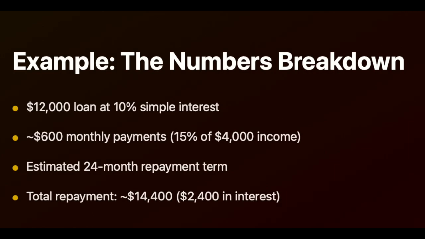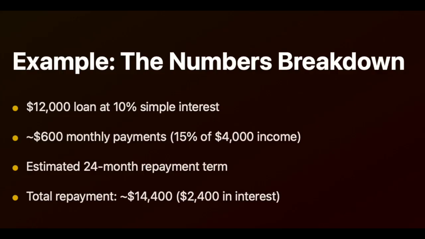And finally, let's just quickly touch on the numbers again. The document included an illustrative amortization schedule, right? Just to give a sense of the timeline. For this specific $12,000 loan at 10% simple interest, with those estimated $600 monthly payments coming from that 15% of gross income, it projected a repayment term of roughly 24 months. About 2 years. Yeah, about 2 years. And over that period, the total estimated repayment would be around $14,400. So that's the original $12,000 principal, plus about $2,400 in total simple interest.